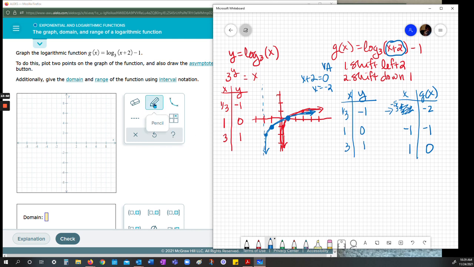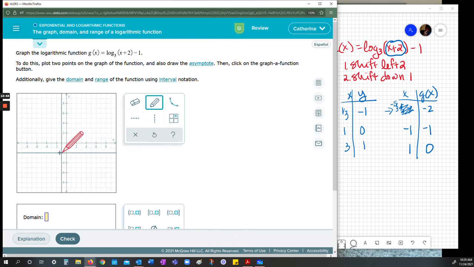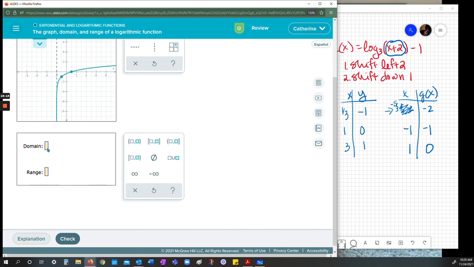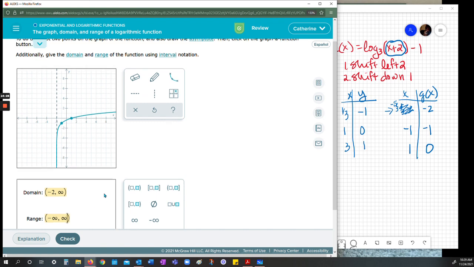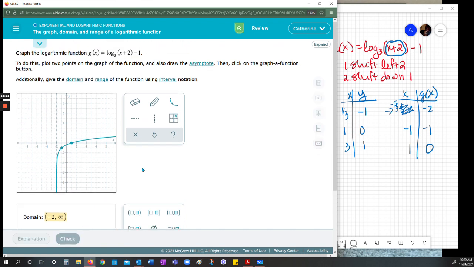Okay, so I need to plot some points. So -1, 1, right there. And then 1, 0. We got, again, kind of by coincidence. And the vertical asymptote is now at x equals -2. And so there we are. And so our domain, instead of being from 0 to infinity, is going to be from -2 to infinity. But the range is still -infinity to infinity. Okay, check. Yay.